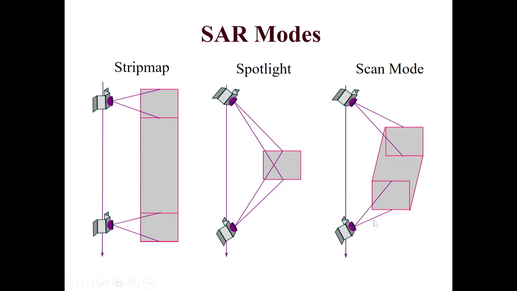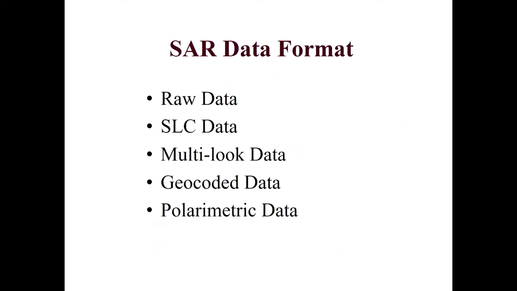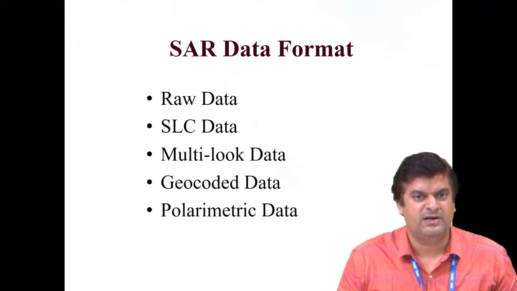Scan SAR mode is the mode in which the SAR sensor will be operated at different angles of incidence to cover a large swath. So in scan SAR mode we are going to get coarser resolution but larger coverage. There are different formats: raw data, SLC data, multi-look data, geocoded data and polarimetric data.